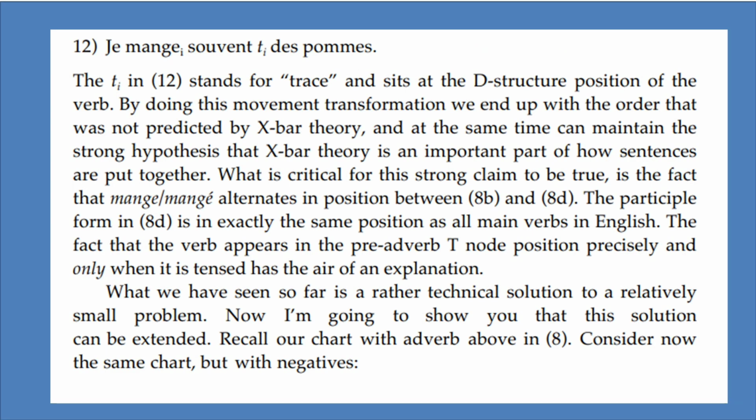The t in 12 stands for trace and sits at the D-structure position of the verb. By doing this movement transformation, we end up with the order that was not predicted by X-bar theory, and at the same time can maintain the strong hypothesis that X-bar theory is an important part of how sentences are put together. What is critical for this strong claim to be true is the fact that the verb alternates in position between 8b and 8d. The participle form in 8d is in exactly the same position as all main verbs in English. The fact that the verb appears in the pre-adverb T node position precisely and only when it is tense has an air of an explanation.